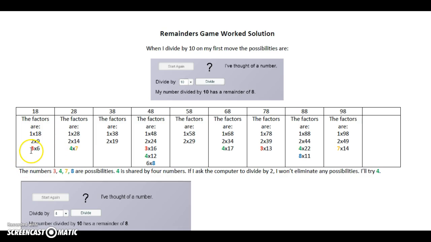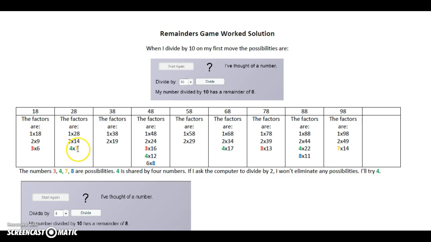In red, I highlighted a 3, and I saw that 3 appears 3 times. In green, I highlighted 4, and I see that 4 is a factor of 28 and 48 and 68 and 88. And then I did the same thing for the number 7.